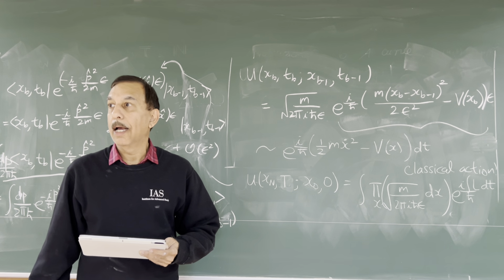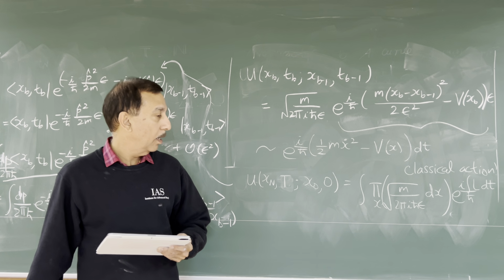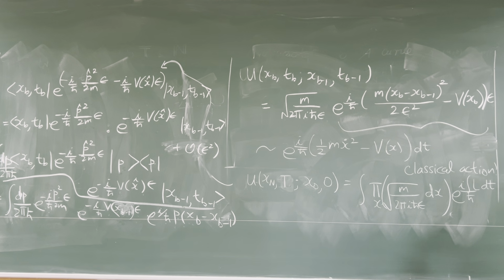Yes. Initially we have root m by epsilon sitting at the front, and when epsilon goes to 0, then does that not blow up? We haven't taken it completely to 0 yet. It does blow up. So this is what I'm going to say next, and then I'll stop because we have reached 5 o'clock.